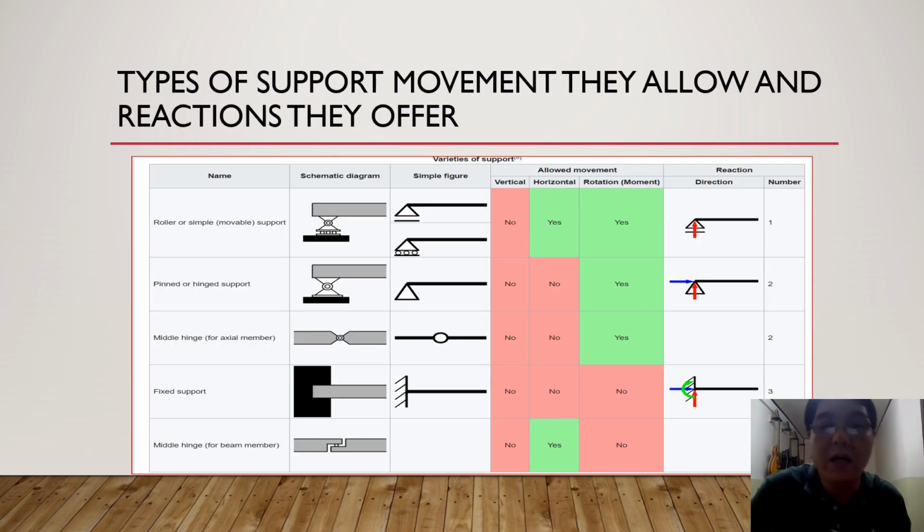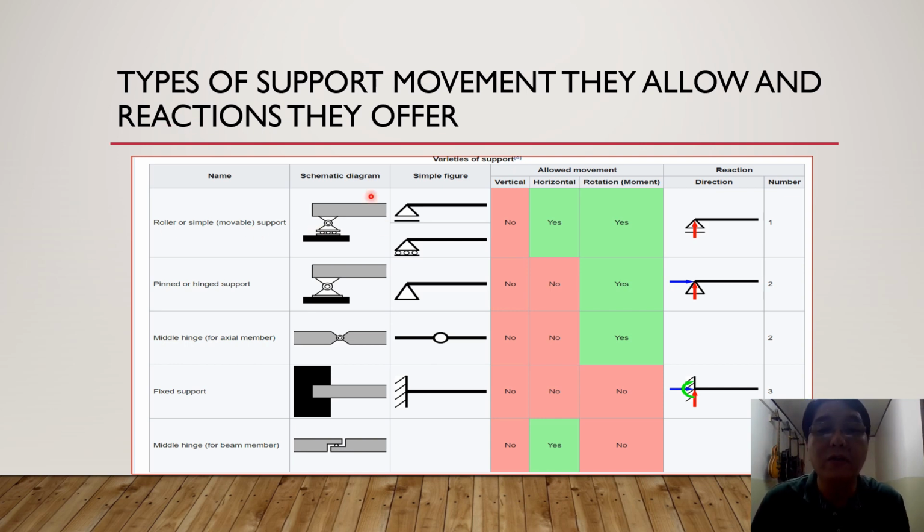Okay, ito po yung gusto kong pagtuunan ninyo ng pansin, kasi ito po ang pundasyon ng ating mga pag-aaral sa mga darating na araw. Ito po yung tinatawag na types of support, movement they allow and reactions they offer. Ayan. Ano ba yung types of support? Movement they allow and reactions they offer.